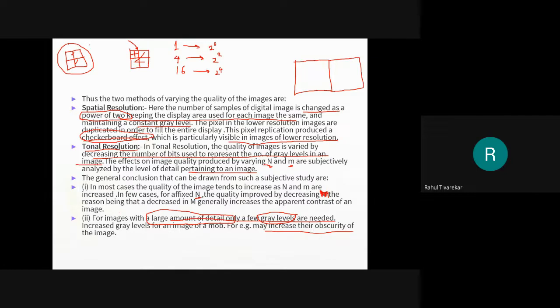So this is why I am saying that it is a subjective study. It means the choices may vary from person to person, and if you actually see an image of that particular crowd or mob, you will get convinced of what I am saying. You will come to the same conclusion that if I have a crowd image, I should not use a large number of intensity levels, because then it will be only some gray shades here and there. You won't be able to see even a person or the market or any other area.